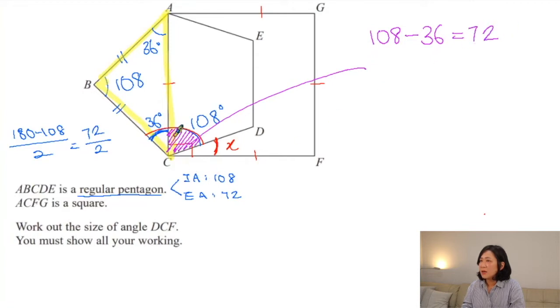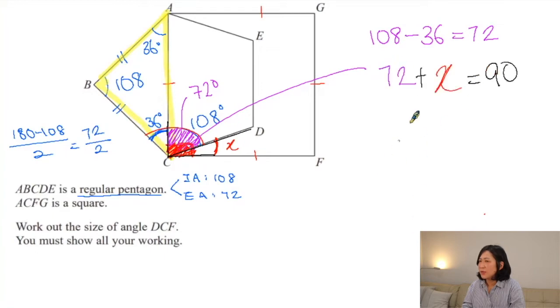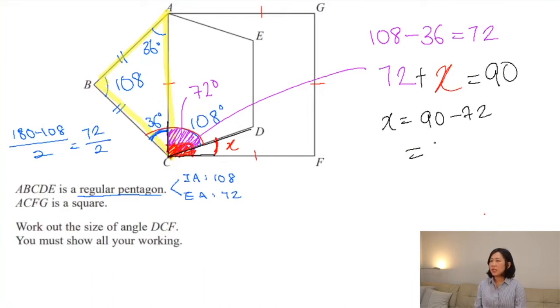Since we know that the purple angle is 72, have a look at the purple angle and x together. What can you notice? Yes, right, they add up to 90 degrees. They are complementary angles, right? So now we can say 72 plus x makes 90 degrees. This is the key point. Complementary angles. So 72 plus x equals 90. So x is 90 take away 72. So x is 18 degrees.